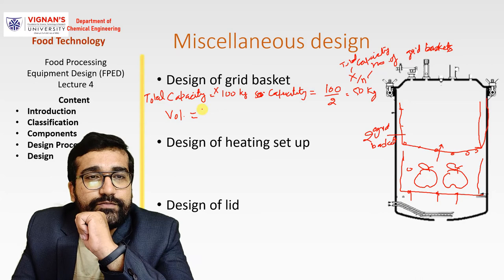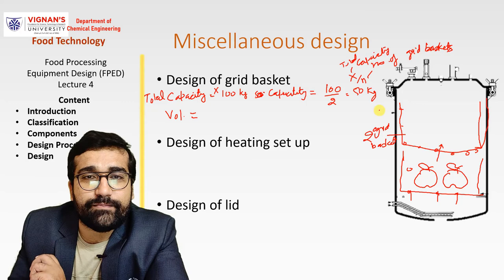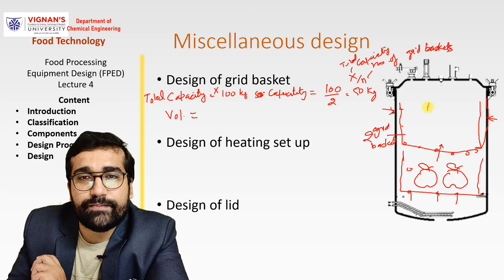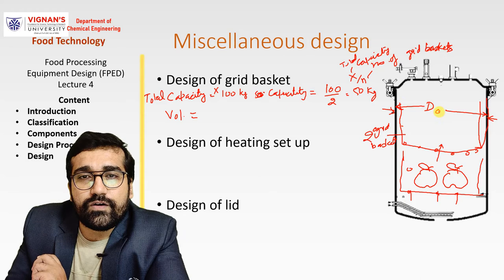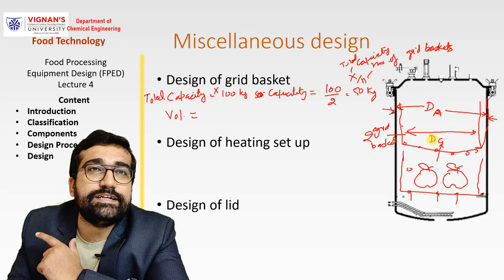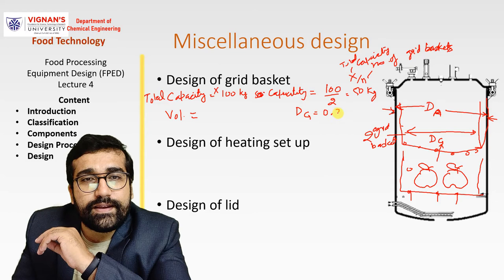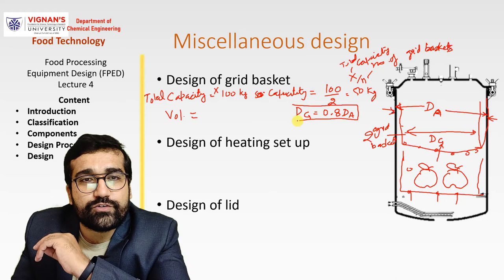How will we decide the length? We'll fix the diameter. This is the outside diameter, which is considered as DO or DA, the diameter of the autoclave body. And this D is the diameter of the grid basket, DG. So another relationship between DG and DA: DG equals 0.8 times DA. This is another relationship we are going to keep.